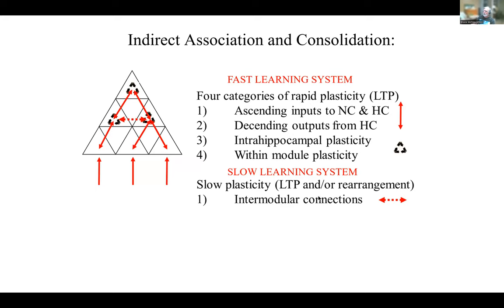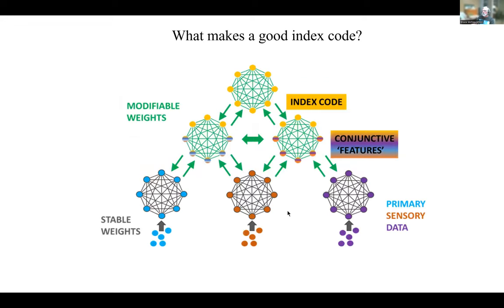So this slow plasticity, it can be LTP and LTD of existing connections, or it could be growth and rearrangement. So here's a more modern cartoon of what's going on there. And I talked a little bit earlier about the need to take the hippocampal code and actually distribute it to the modules in the cortex. I'm gonna refresh that idea today, but that's kind of the basic notion.